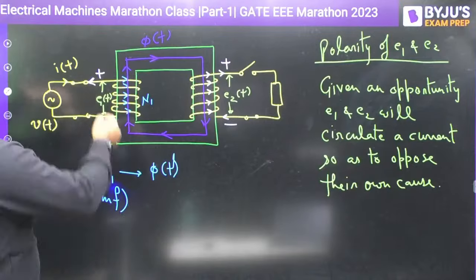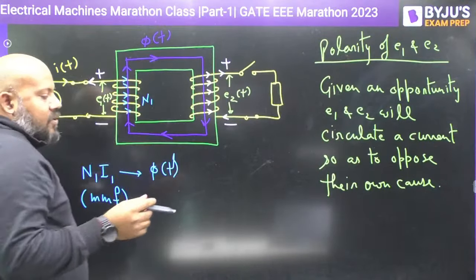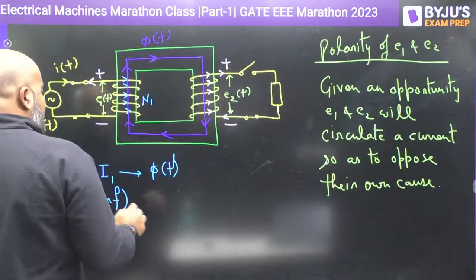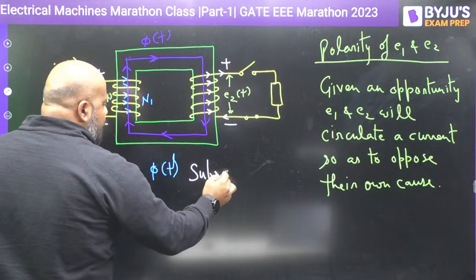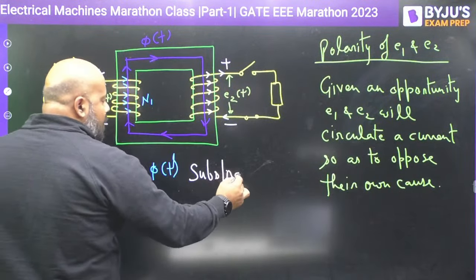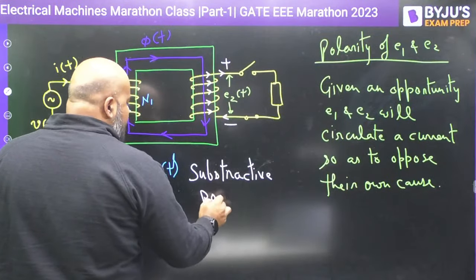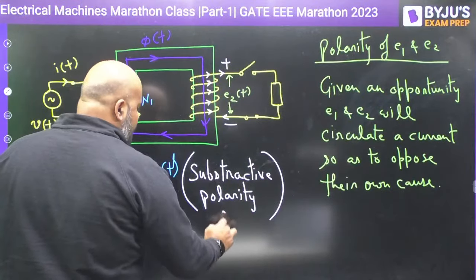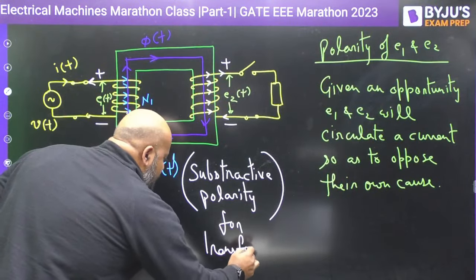So you see for E1 and E2, the same terminal is going to be positive or negative, and that is why we say for the transformer action, subtractive polarity is required. Subtractive polarity is required for transformer action. Is it clear for everybody?